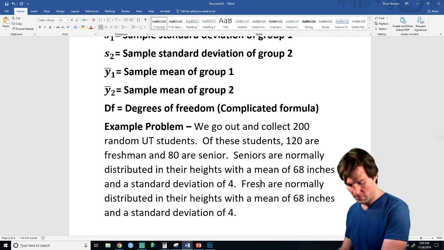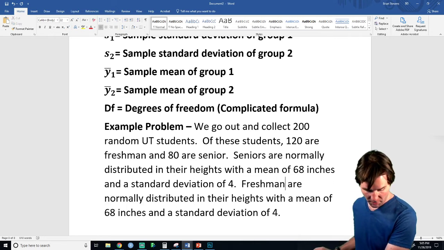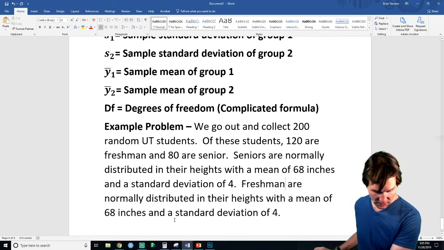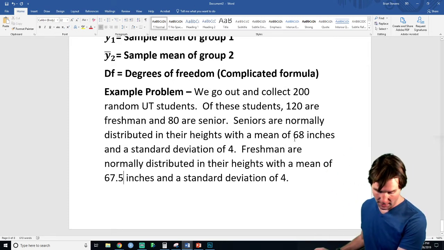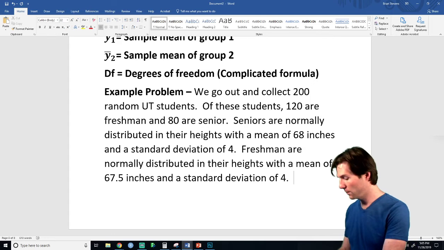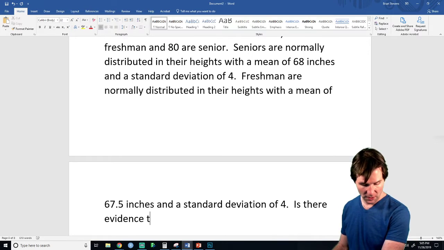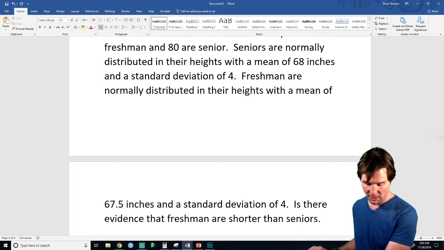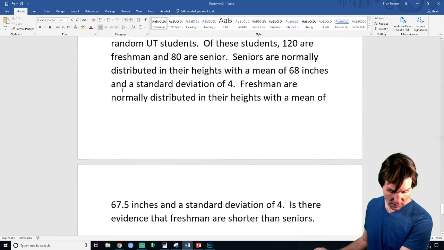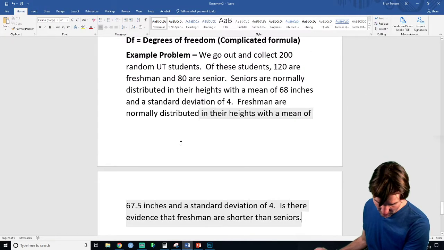So freshmen are normally distributed with a mean height of 67.5. I'm going to make the standard deviations equal. And is there evidence that freshmen are shorter than seniors? If you notice, what I've done today is I've done all the sidedness to the test. And I kind of want to put this all on its own page. So I'm going to make it a tiny bit tinier.